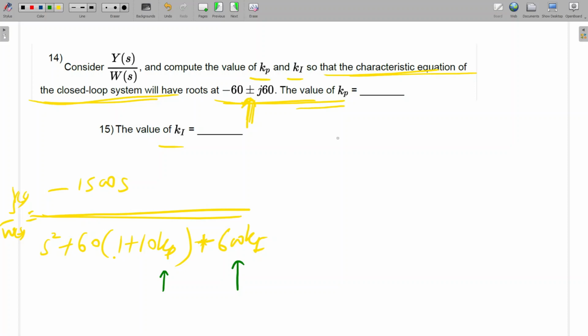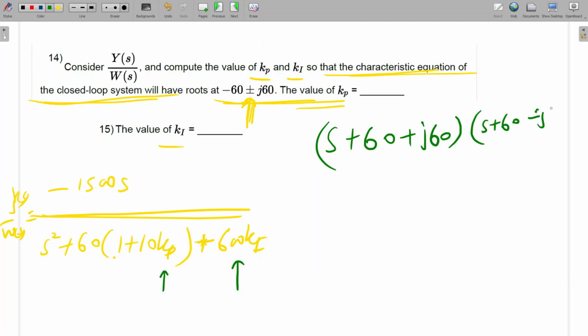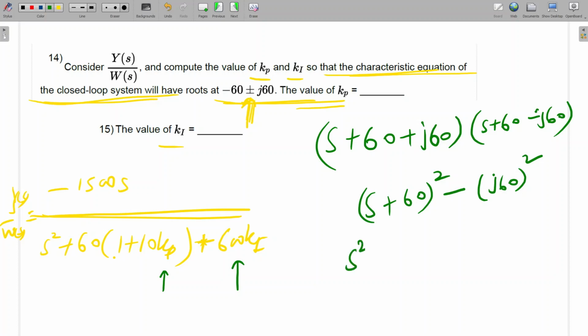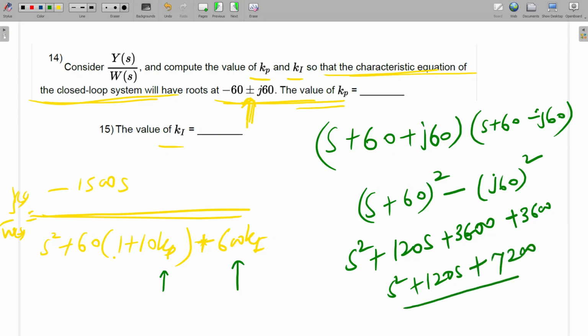Based on this pole only, let's say we can write S plus 60 plus j60, and into another, S plus 60 minus j60, correct? So that will be (S plus 60) whole square minus (j60) whole square. A plus B, A minus B, so A square minus B square: S square plus 120S plus 3600. And this is minus how much? Minus minus will be plus, yes, plus 3600. So S square plus 120S plus 7200, correct?